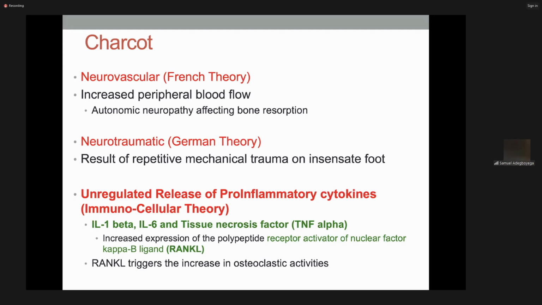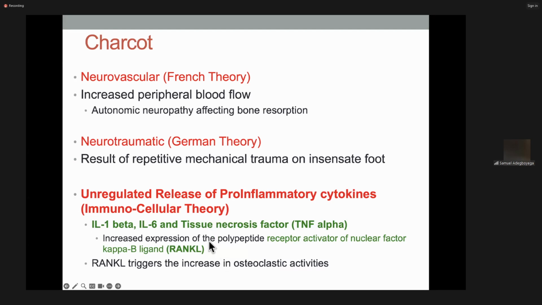But they call it the French theory, or neurovascular theory, meaning that you have a combination of hyperemia and also neuropathy causing the breakdown of the bone. Then in the German theory, they talk about neurotraumatic, meaning that it is a combination of nerve damage and trauma that is causing this problem. So they call it the German theory.